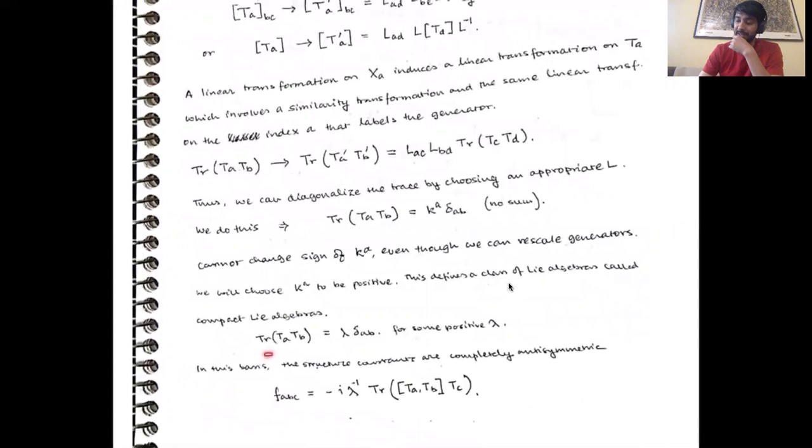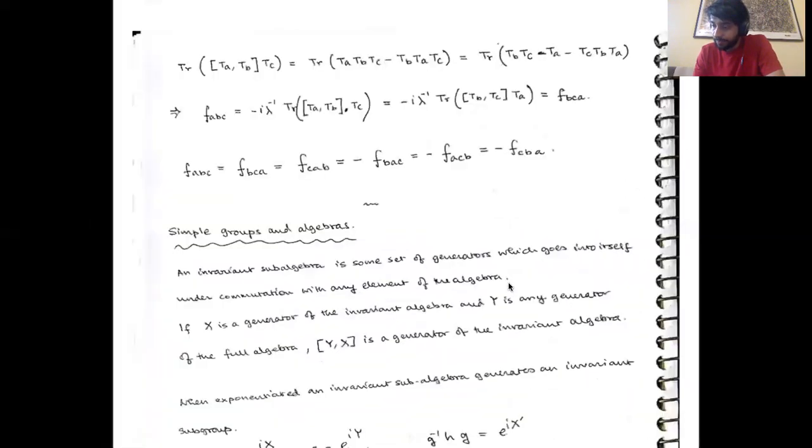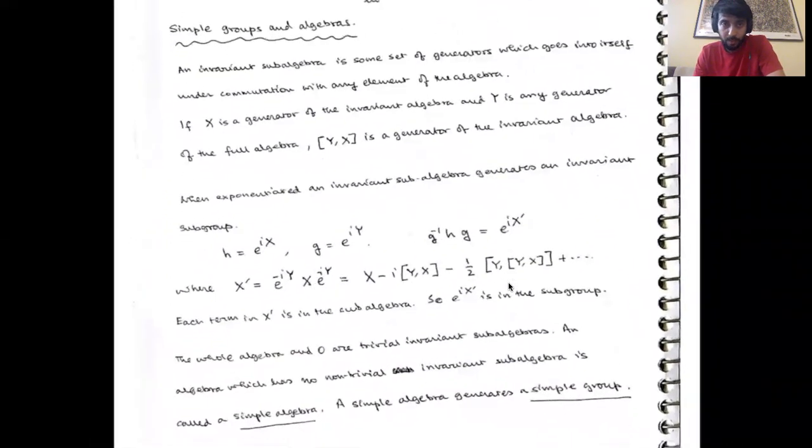So this is going to define a class of Lie algebras that are called compact Lie algebras, and so the trace of T_a T_b is going to be some lambda times delta_ab. In this basis, the fun thing is that f_abc is going to make sure that the structure constants are absolutely antisymmetric. This again is something that I leave as an exercise for you, so I'm not going to show that to you.